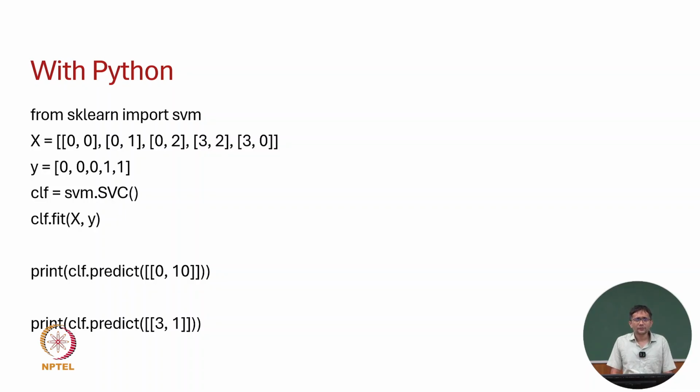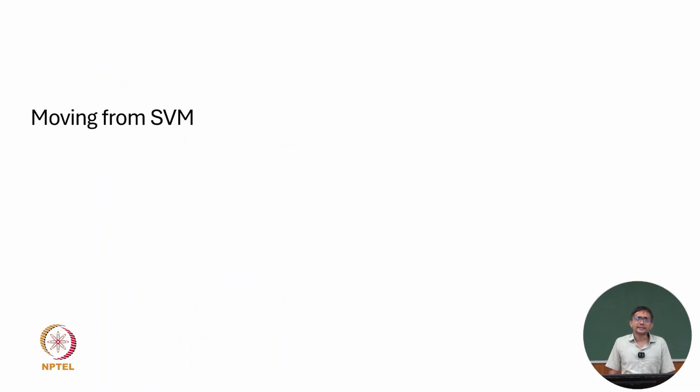Now when we are trying to predict this new test data point, 0, 1, 0, it's quite easy to guess what the label would be, right? Similarly, when we are trying to predict 3, 1, what would be the label? That's given right here. The output in the first example is 0, whereas the output in the second example is 1. Okay, with this, let us now move ahead from support vector machine.